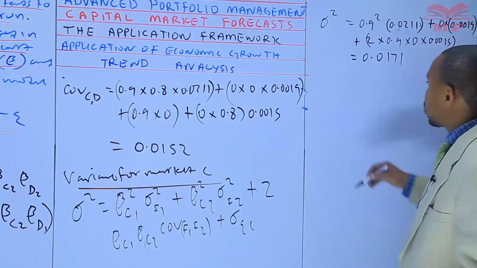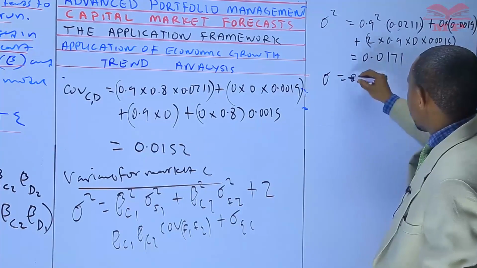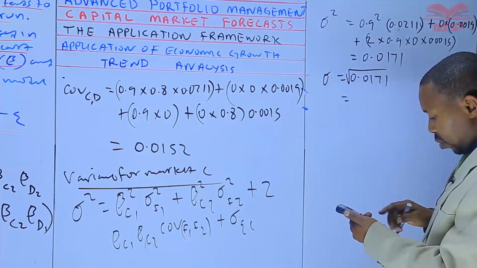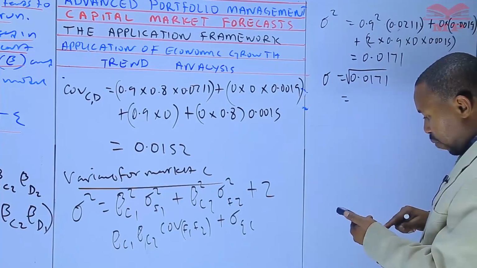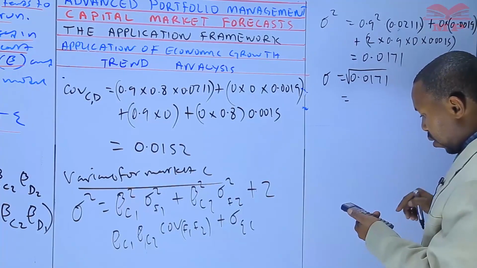But what about standard deviation? The standard deviation is given by taking the square root of 0.0171. So the square root of 0.0171 gives a standard deviation of 0.13.